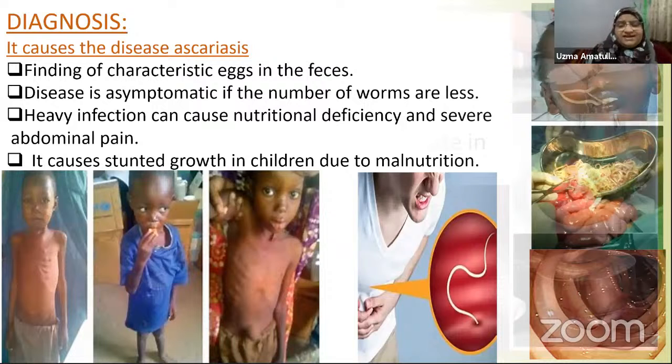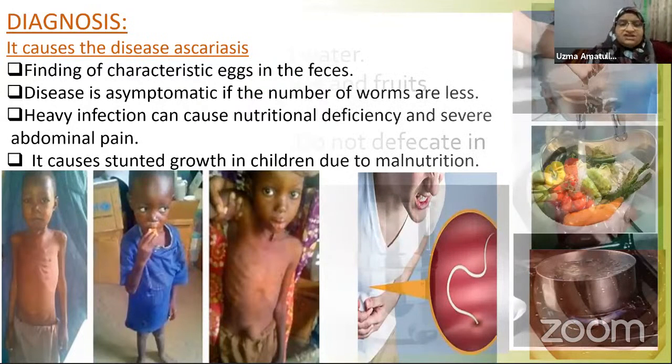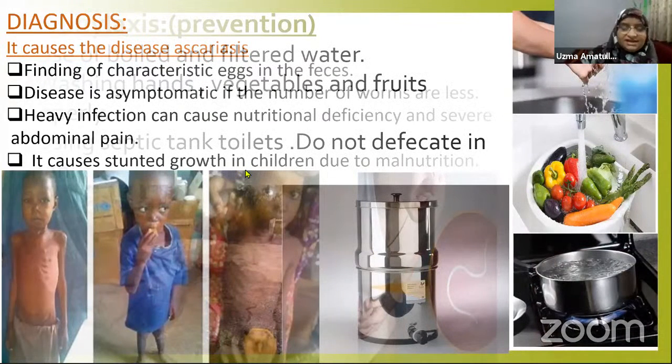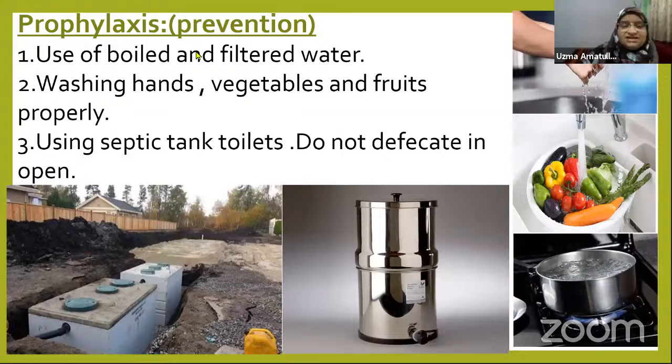Now prophylaxis. Prophylaxis means prevention. Treatment is done when someone is already suffering with the disease. Then treatment is given, that is, the medicines are given to him, and that is called treatment. But prophylaxis means any prevention which is taken so that we do not get this disease. That is called prophylaxis or prophylactic measures.